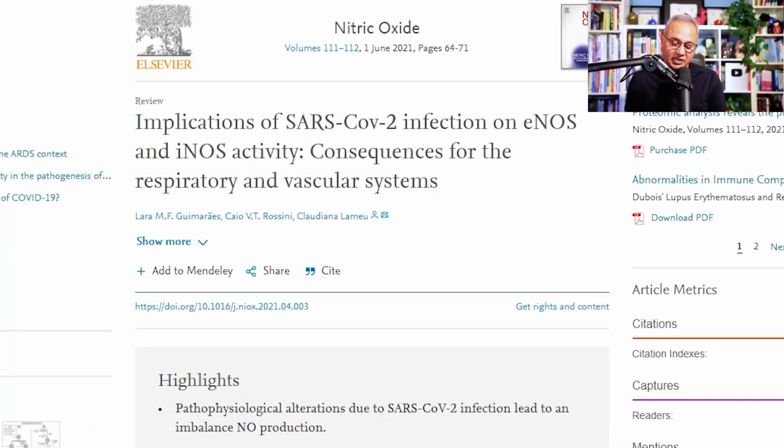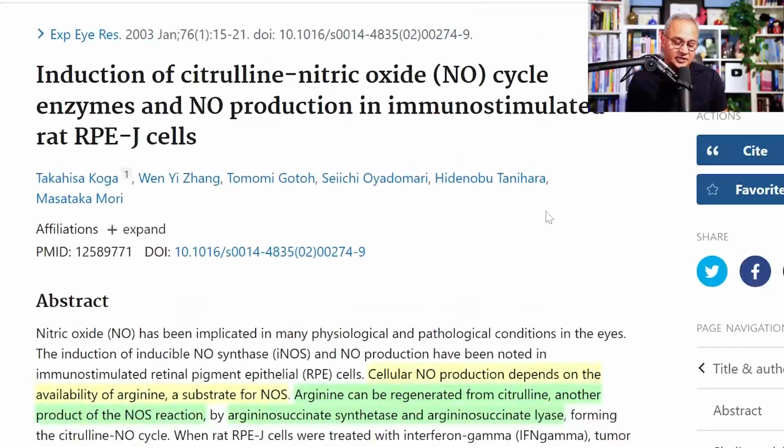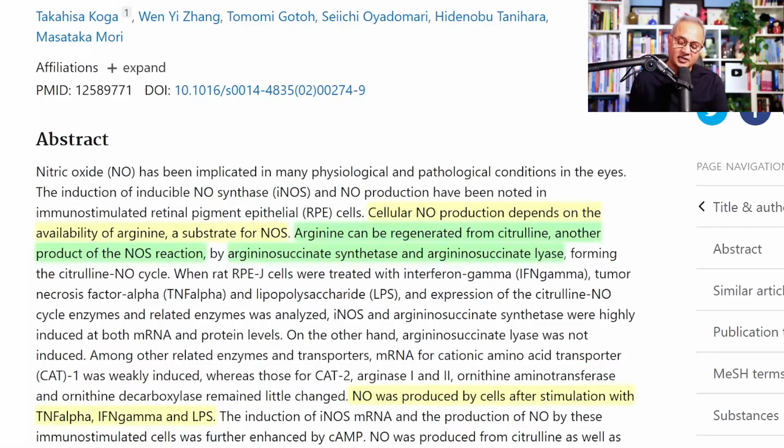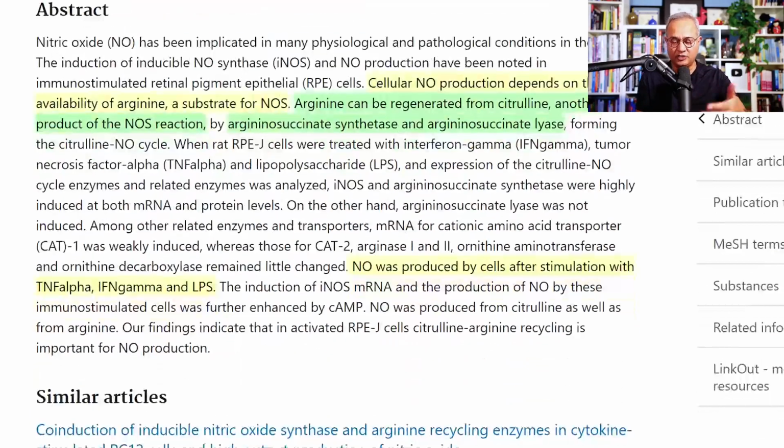Then there is another study here, implications of SARS-CoV-2 infection on eNOS and iNOS activity. And here they say that SARS-CoV-2 is more than the spike protein. It causes eNOS to be suppressed and iNOS to be increased. So it's a reverse effect. So that means levoarginine or nitric oxide donors, not the nitric oxide itself, can help reverse that, and that can be beneficial. And then here is another study, induction of citrulline-nitric oxide cycle enzymes and NO production in immunostimulated rat RPE-J cells. So here they said that we could actually cause the enzymatic induction to make more arginine from citrulline, and that also helps, or directly giving levoarginine also helps.